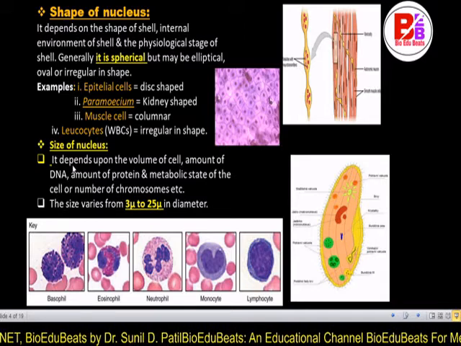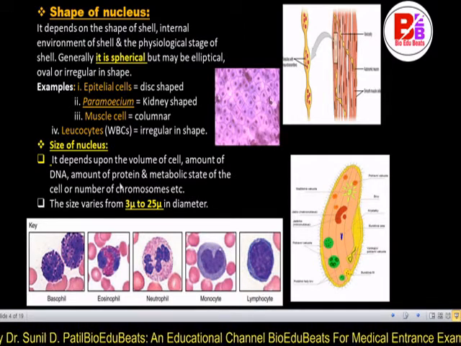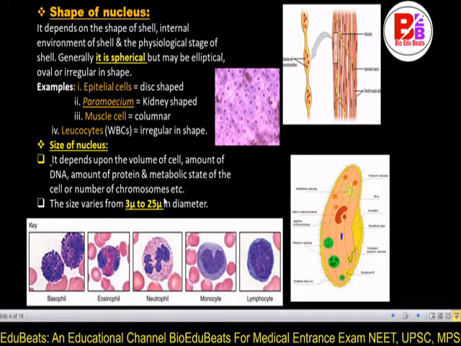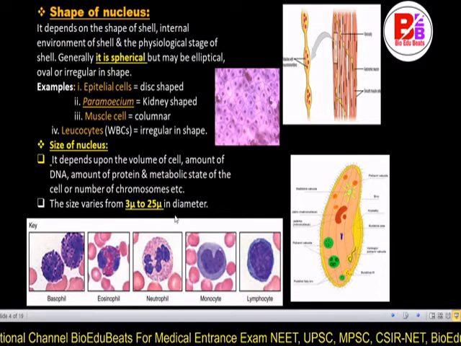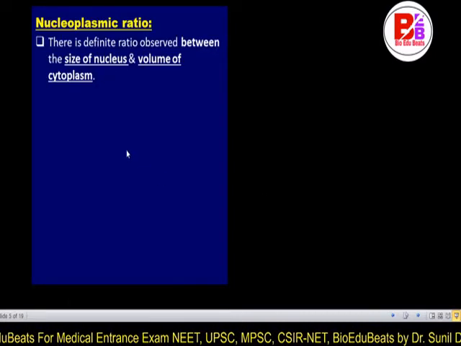Then about the size of the nucleus, it depends upon the volume of the cell, amount of DNA, amount of protein, the metabolic state of the cell, or the number of chromosomes. The size varies from 3 to 25 micrometers in diameter. The size of the nucleus varies.